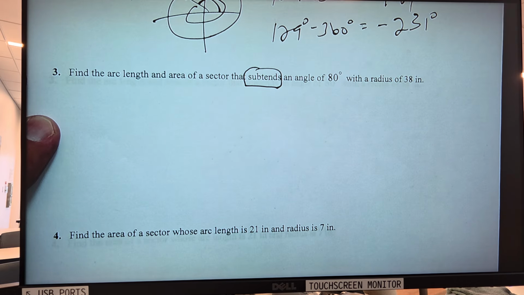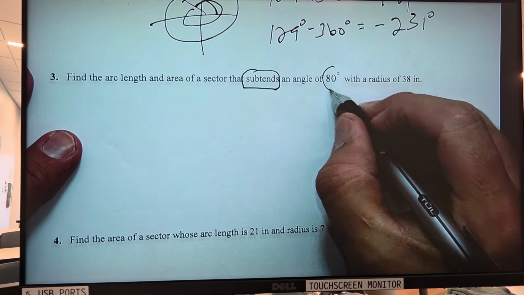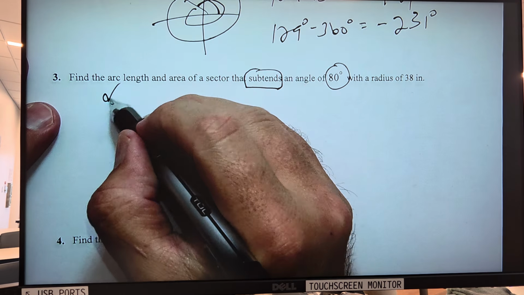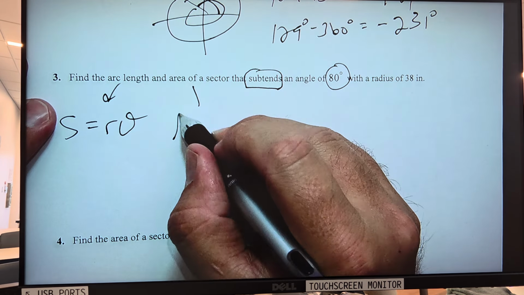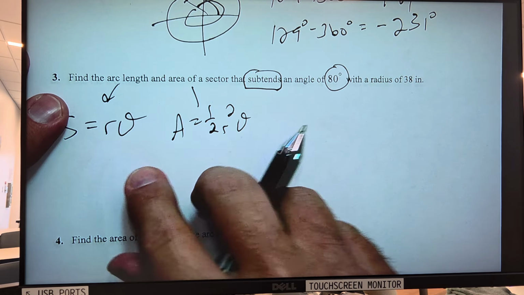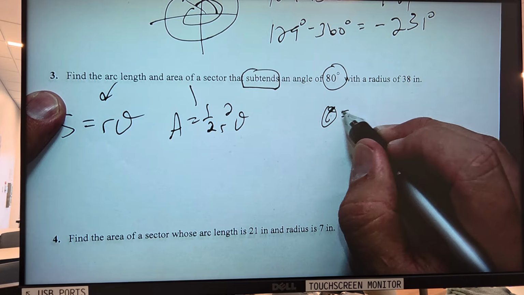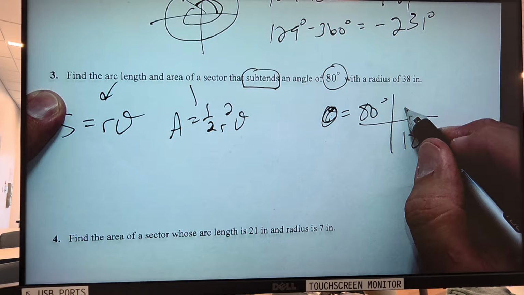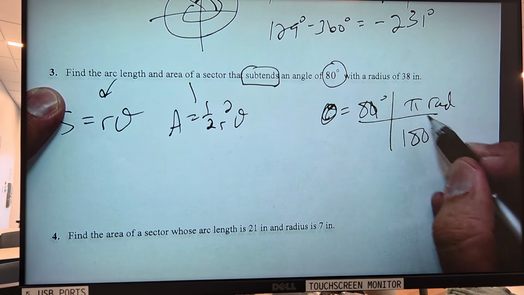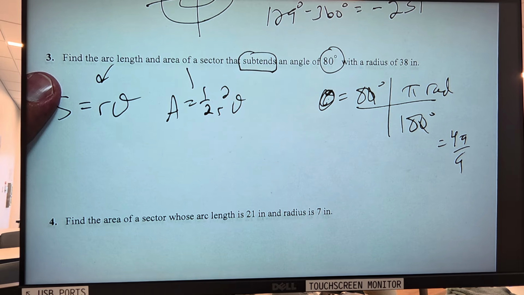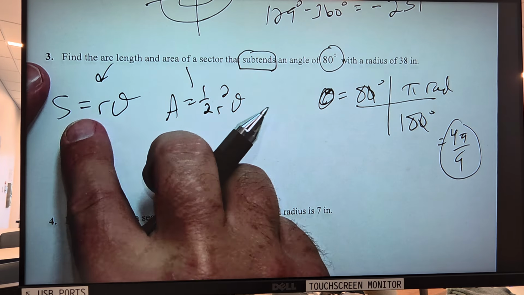Ah, beautiful. I gave it to you in degrees, like a complete dork, and I know I need it in radians for this to work. Arc length needs that, area needs that, and they both need the angle to be in radians. So it's currently in degrees. If I want to convert that to radians, that's pretty quick. So I get 4 pi over 9, and then I just plug that into each formula.